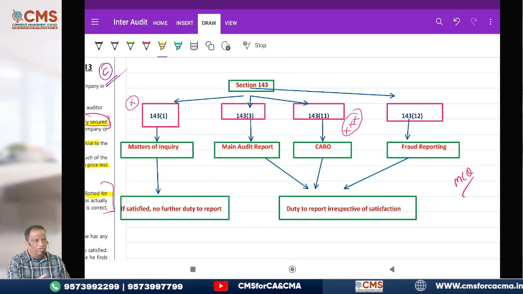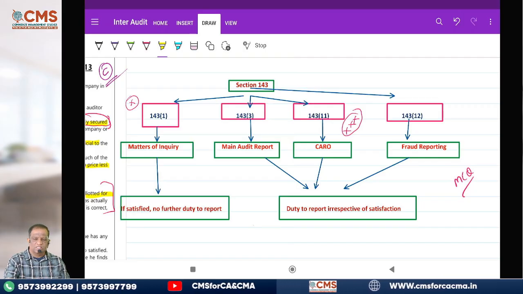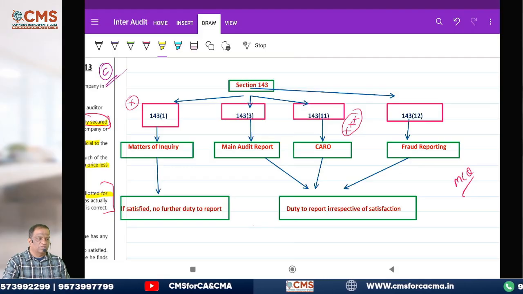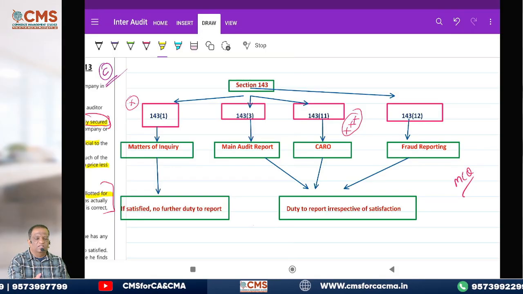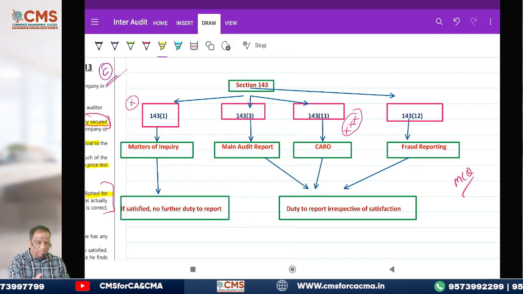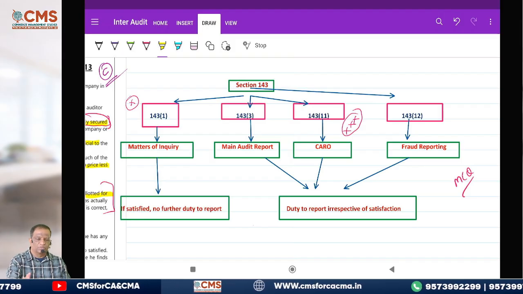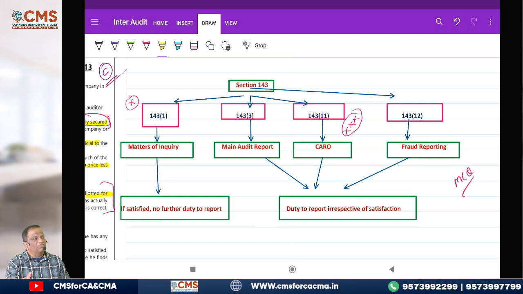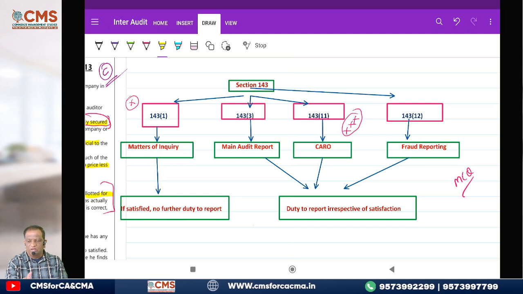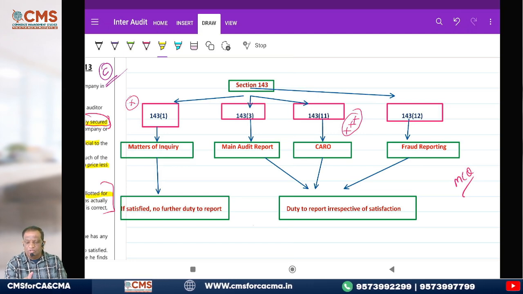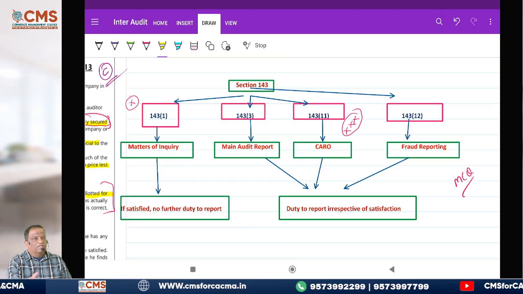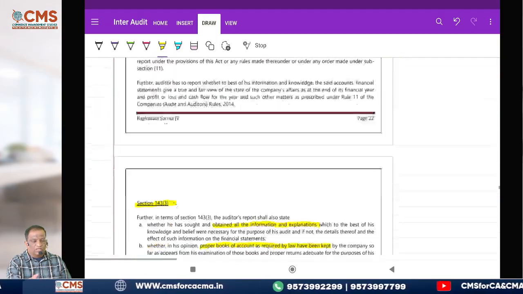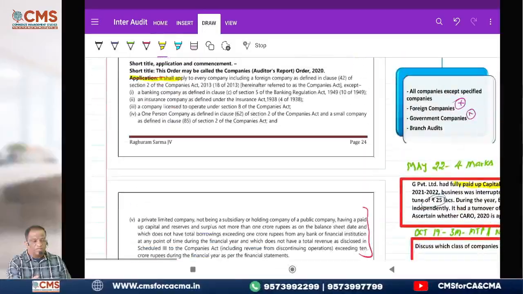143(3) is the main audit report, where we have certain questions, and again in the traditional he used to ask, but now he is not really questioning you. So in the marathon class I am skipping, and in this 143(11) is what we will be discussing, and this CARO I will elaborate further to it. And 143(12) is a fraud reporting, so where auditor will have to report about the fraud and all that. Then 143(11) CARO. So that is what is our point of discussion now.